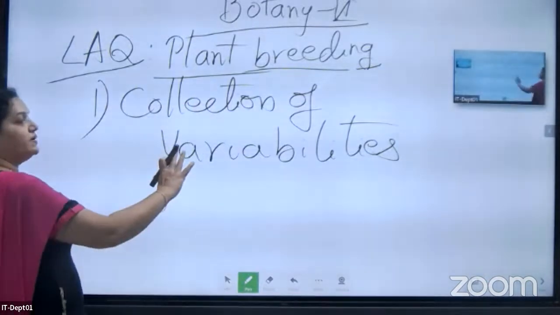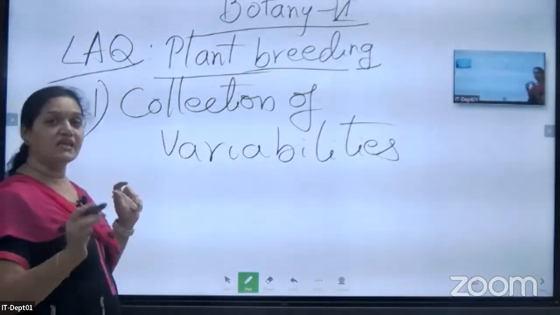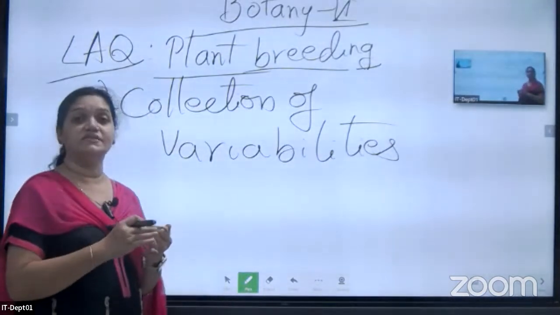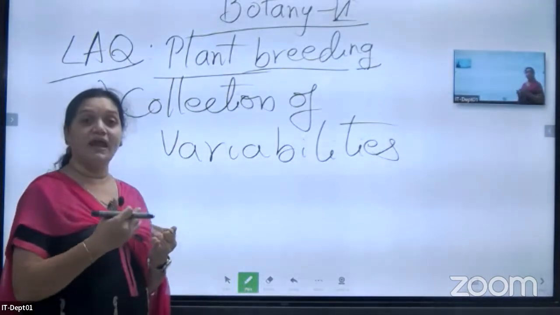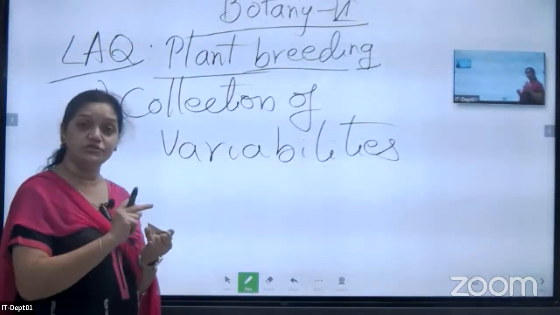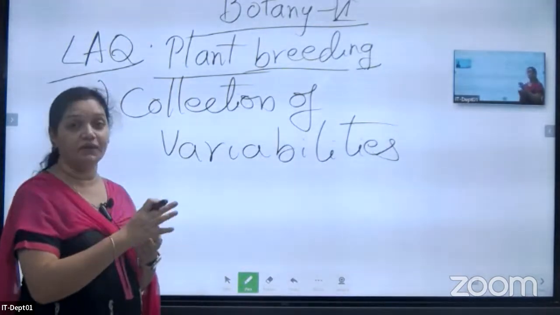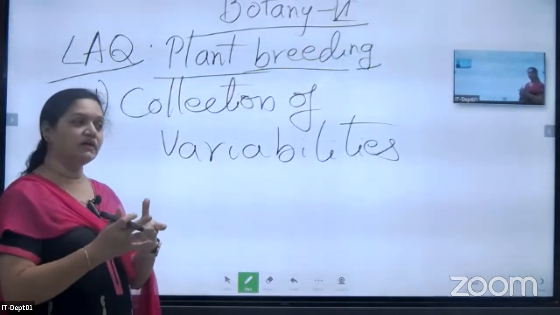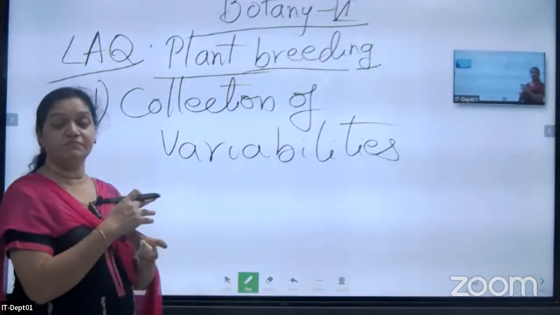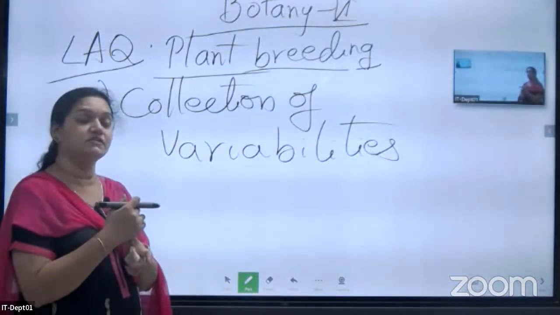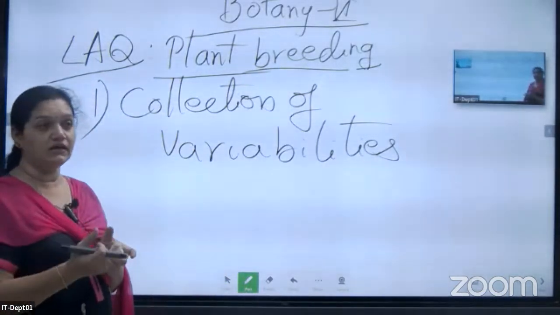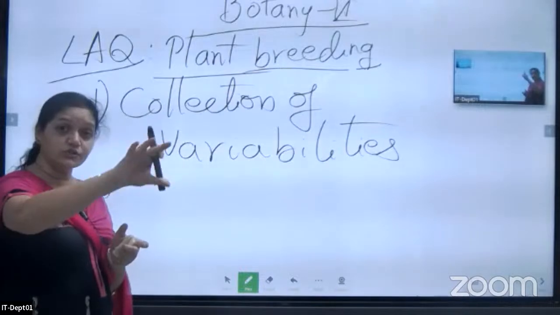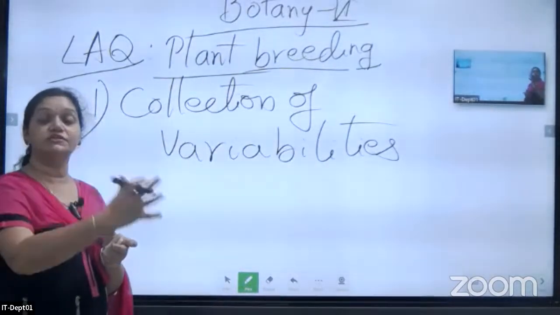So, collection of variabilities. In this, we have to select the wild varieties which have good qualities: the height of the plant should be good enough, it should have good resistance capacity, the seed quality should be good, and the quantity of seed production should be good. The next one is stress resistant varieties. That means when the soil water is less in that specific area, if the plant still grows successfully, that is the stress resistant variety.